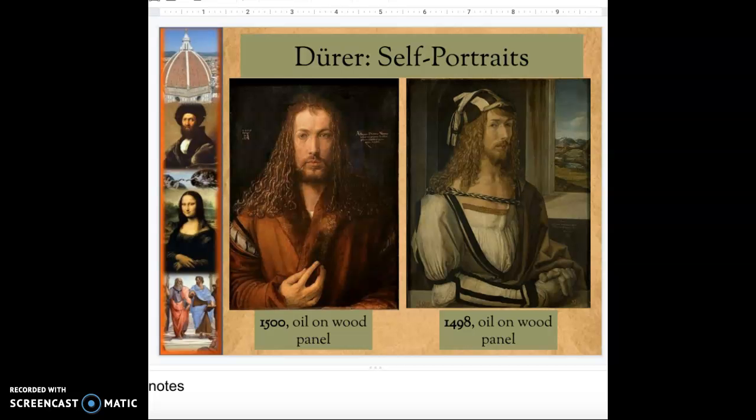And here are two of those self-portraits. You can see one that he did in 1500. It is an oil on wood panel, and the other one was in 1498, so 2 years prior, another oil on wood panel. So two different self-portraits of Dürer.